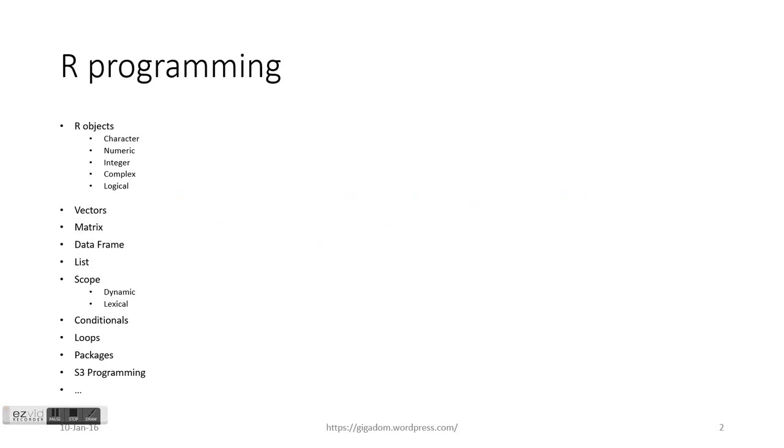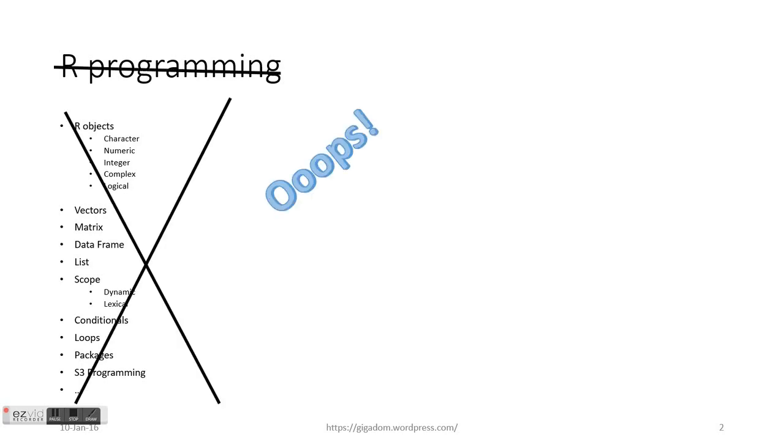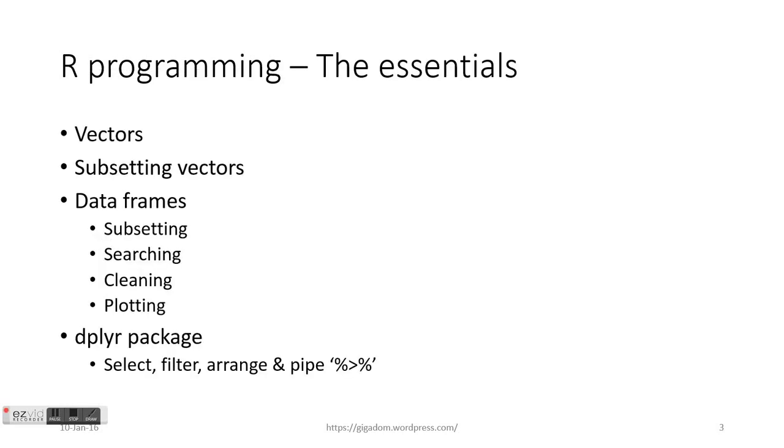I'll be covering R objects, which are character, numeric, integer, complex, logical. Then I'll be going through vector, matrix, data frame, lists. And look at the scope, dynamic or lexical, conditionals, loops, packages, S3 programming, and so on. Oops, this is not what I had intended. This is not about R programming, but it's about R programming, the essentials.